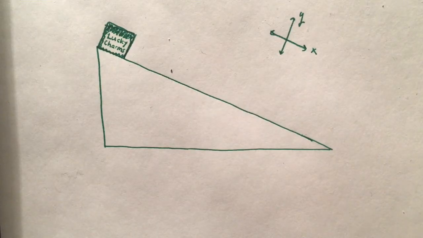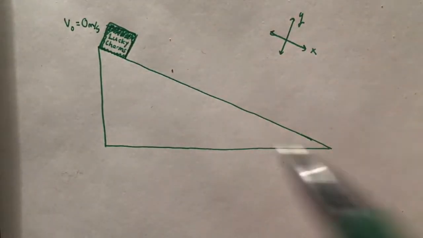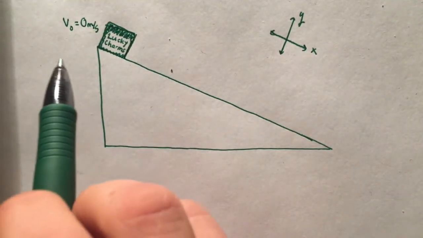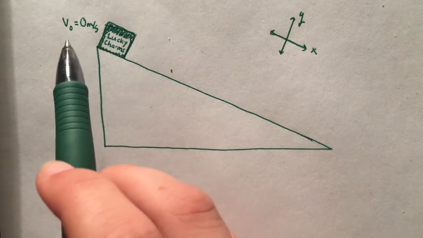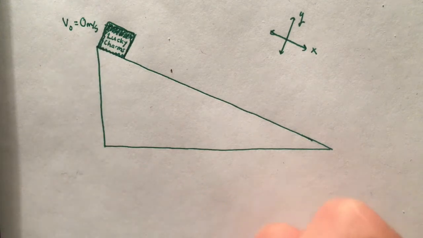Alright, step 2: label your knowns. We go back to the problem, and we see that the box starts from rest. So I'm going to say that v naught equals 0 meters per second. That's key to extract from the problem. If a problem says that something starts from rest, it's super important to understand that that means the starting speed is 0 meters per second.